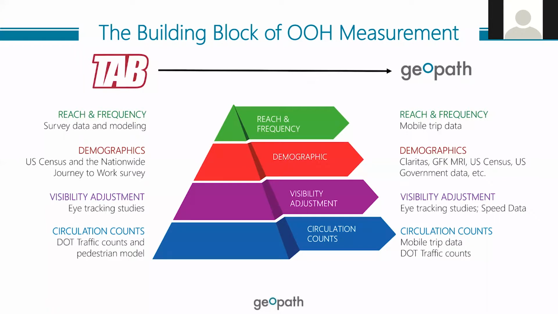This is a pyramid you may have seen before. These are the core building blocks of our out-of-home measurement. The circulation: we need to understand everybody out there, where they're moving, how they're moving. We then overlay our visibility adjustment index to that, and those two portions of the pyramid really form an impression for out-of-home. Then we contextualize that by overlaying demographic information and ultimately calculating our reach and frequency model.